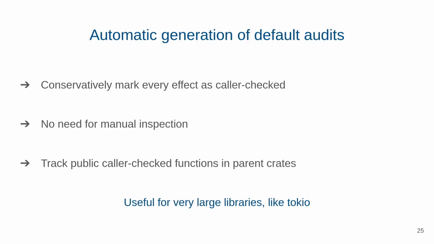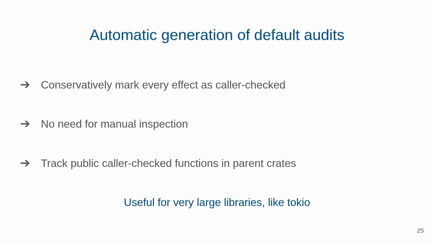All this functionality and the way that we are modeling the effects in CargoScan allows us to automatically generate default audits, which is that CargoScan can mark conservatively every effect in a crate as color checked and then propagate them accordingly, without the need of any manual inspection, and then just take the public color checked functions and import them in parent crates. And this is particularly useful when we have very large libraries where only a small subset of them is actually being used, so we don't want to audit them in their entirety.